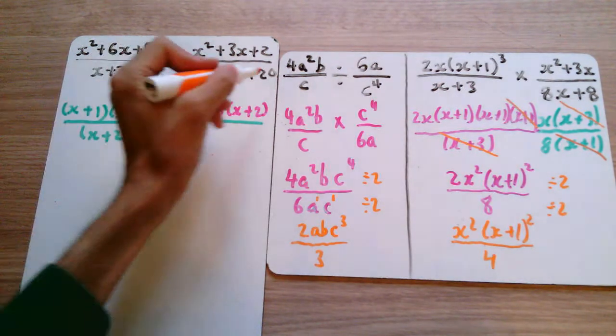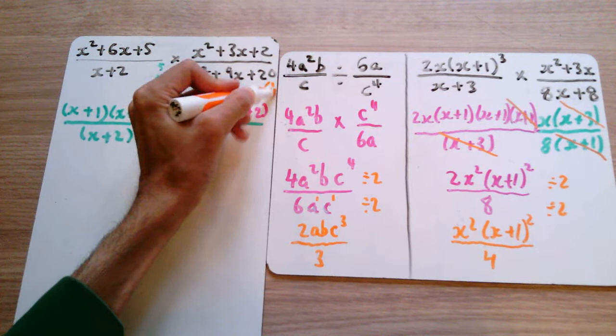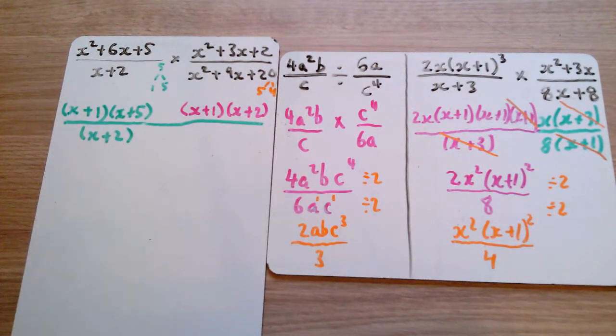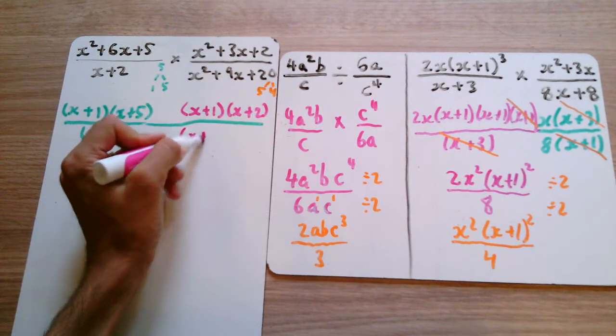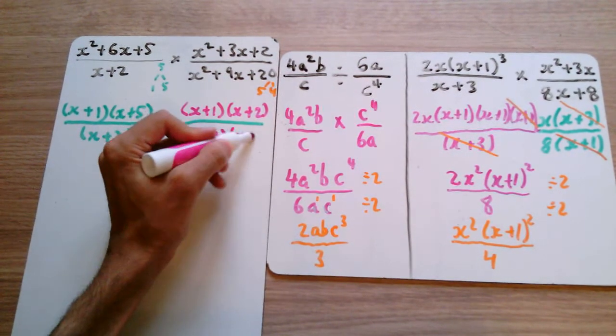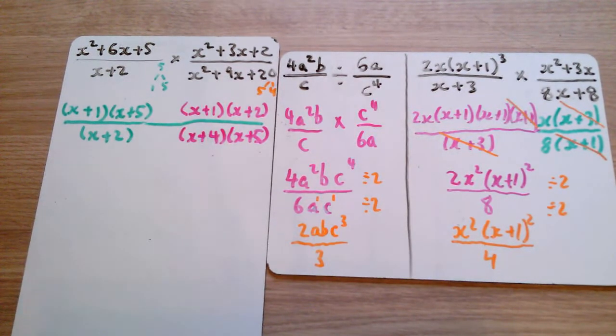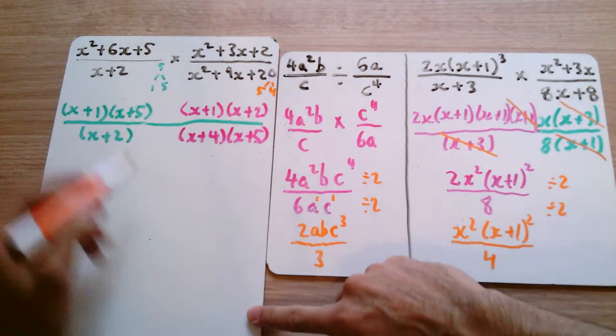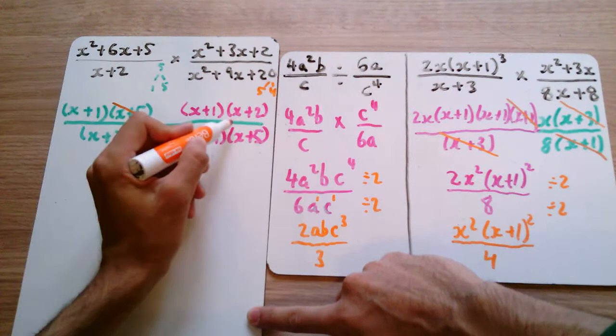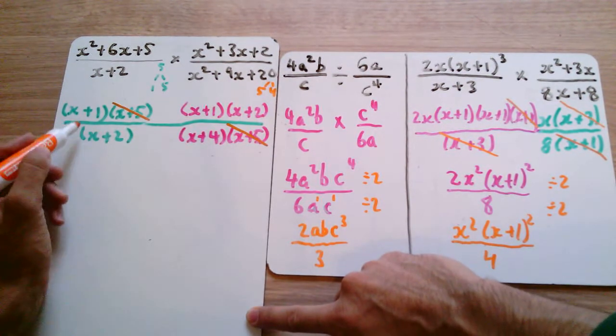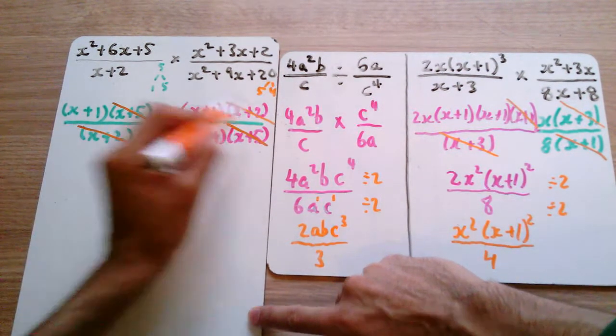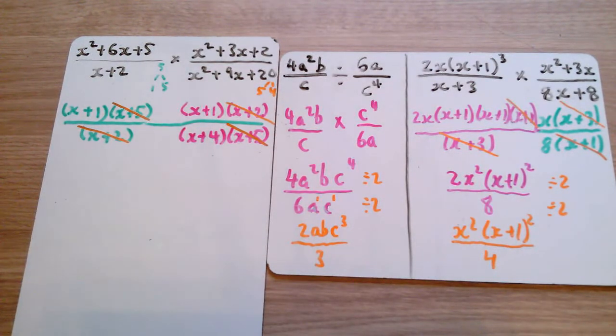Well, from 20, that is going to be 5 and 4. 5 and 4 add to make 9x. So that's going to be (x plus 4)(x plus 5). This is now a matter of simply cancelling out the common factors from the numerator and denominator. So we can see here x plus 5 and x plus 5 are common. x plus 2 and x plus 2 are common. And that is complete. That has been fully factorized, or fully cancelled down.